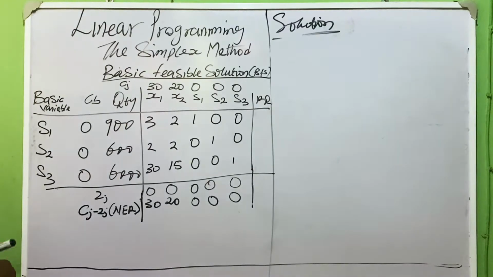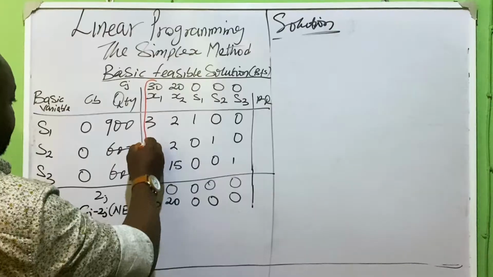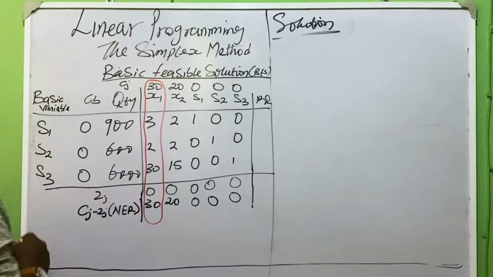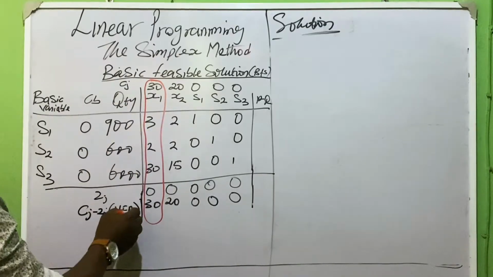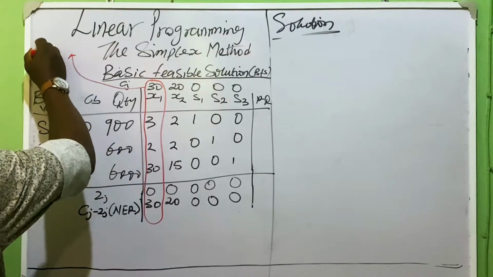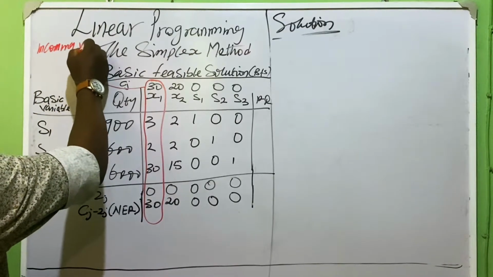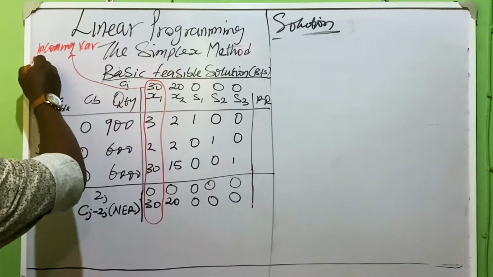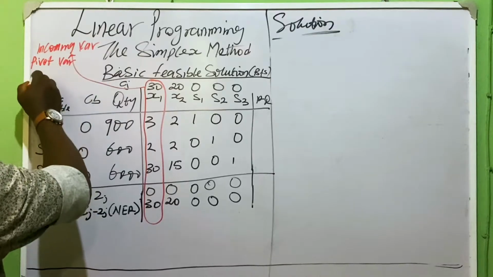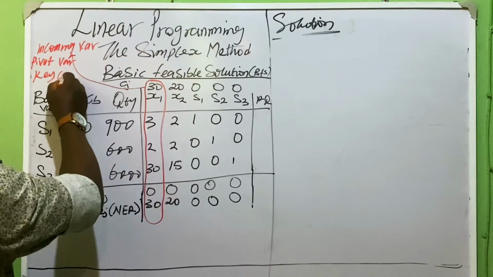So automatically we're going to have x1 to come in, and we call this the incoming variable, pivot variable, key variable, or column.